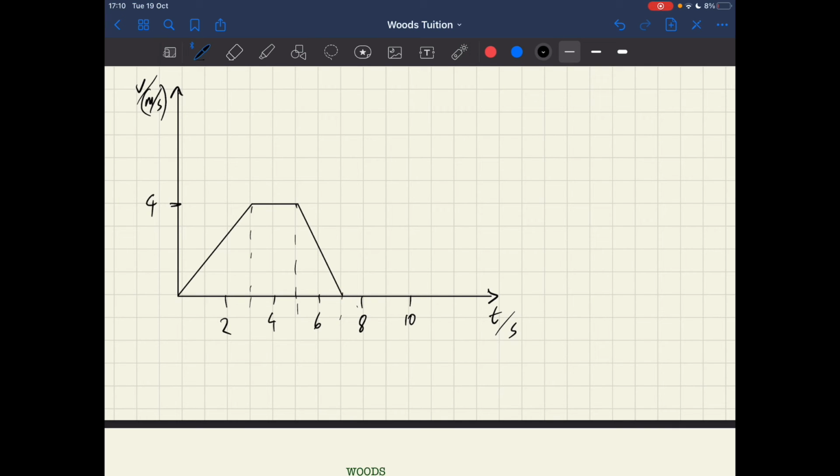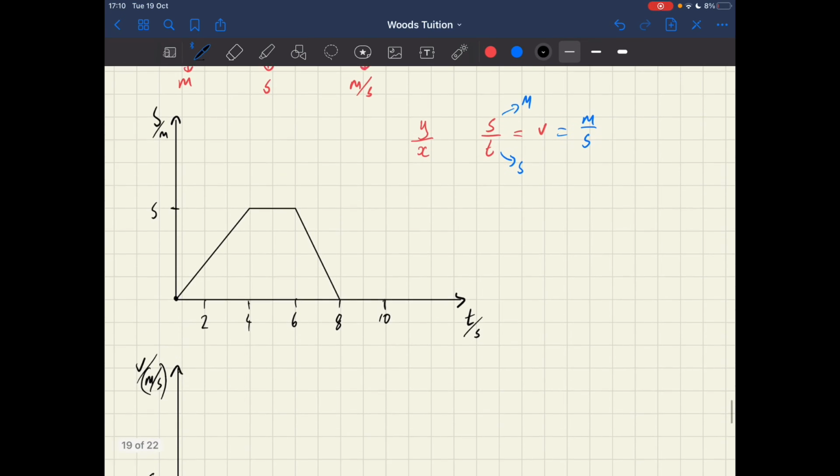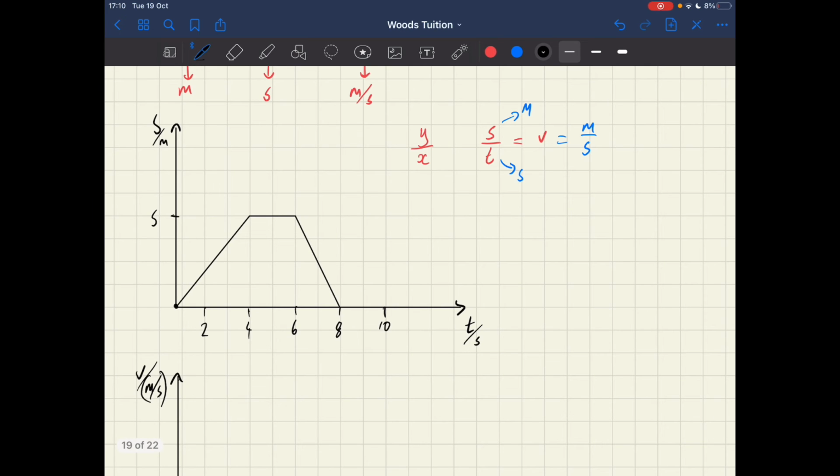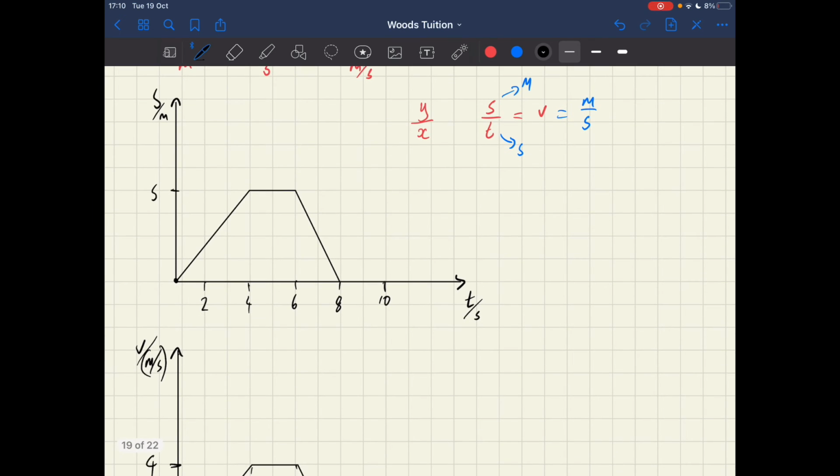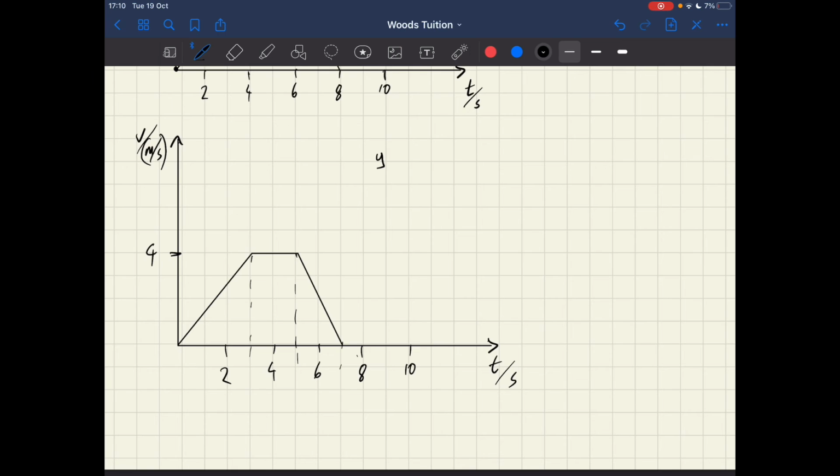Remember in the last example when we said that the y-axis over the x-axis gave us the gradient, which was velocity. In this case, if we use the exact same equation and the exact same reasoning, y-axis over x-axis is going to be velocity over time, which is going to be meters per second over seconds, which is meters per second squared, and that's acceleration. So our gradient of the line gets acceleration.